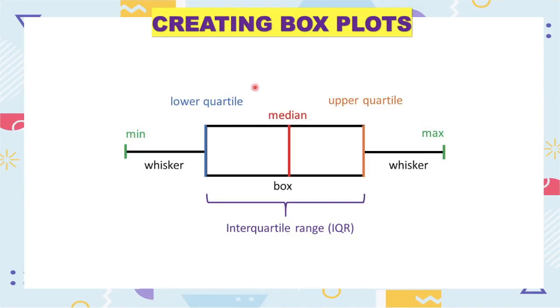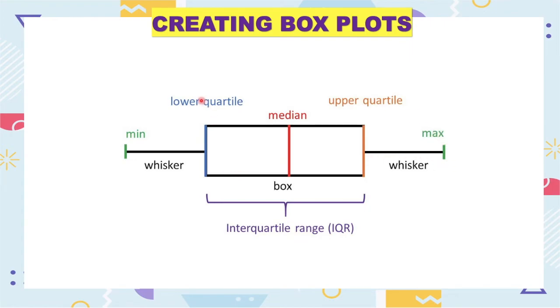Now let us move ahead to the next section, that is the box plot. This is the basic anatomy of a box plot. This region is known as the minimum region of the box plot. This is known as the lower quartile. This line is known as the whisker. This is known as the median. And this is basically the box of the box plot. This is the upper quartile. This is the whisker once again, and this is the maximum region.